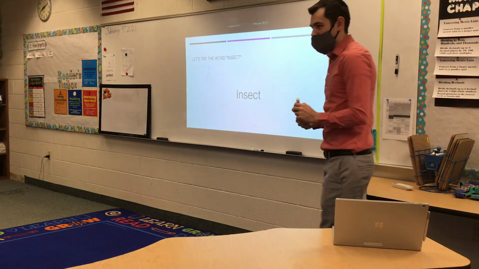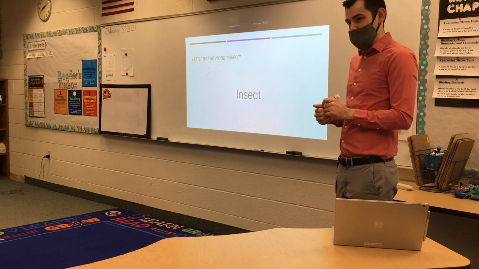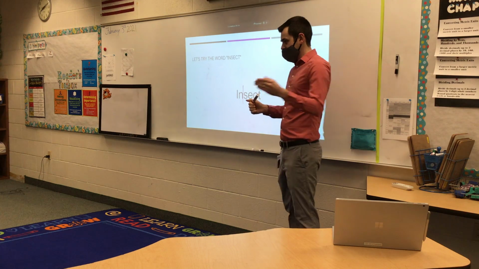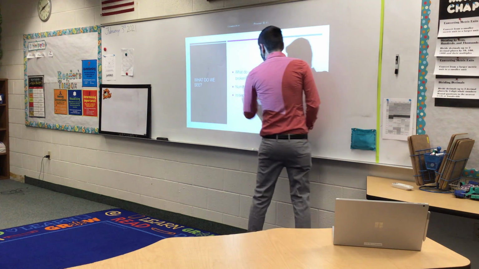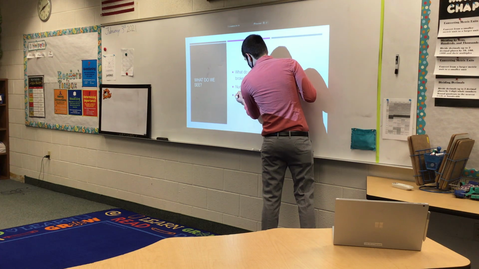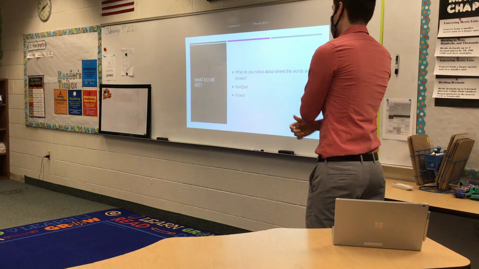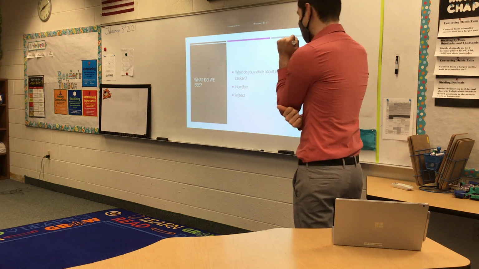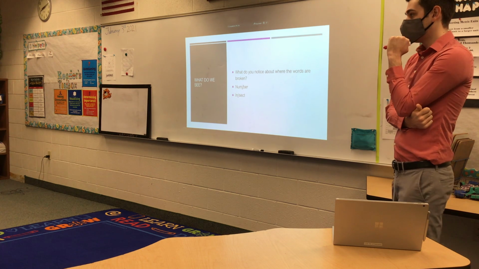Ooh, close, but no. Insect. Kylie? Not between N and S. Yes. So we're actually right here. Insect. I have written on here a little slash. You might have a hard time seeing it. There's a little slash right here in between the syllables to show where the syllables are in those two words. So what do you notice about where the words are broken? What do you see? What do you notice?